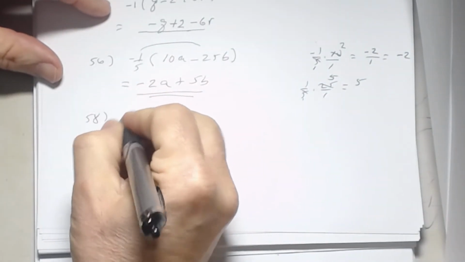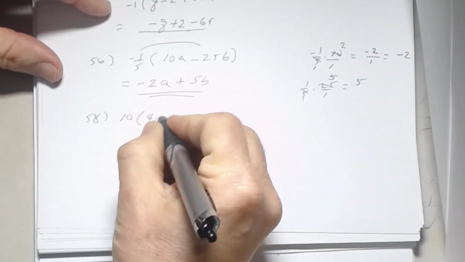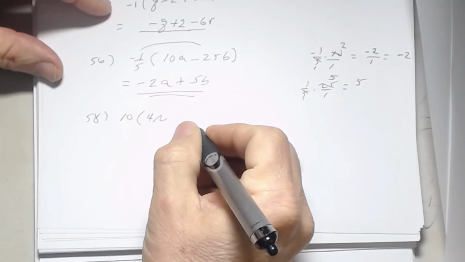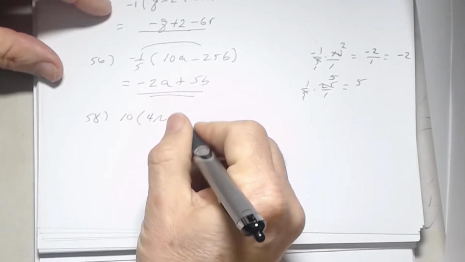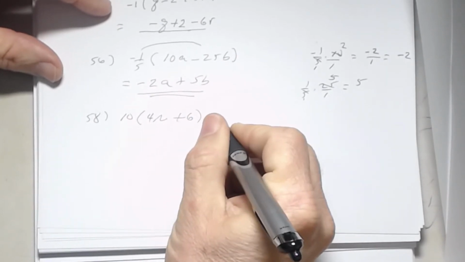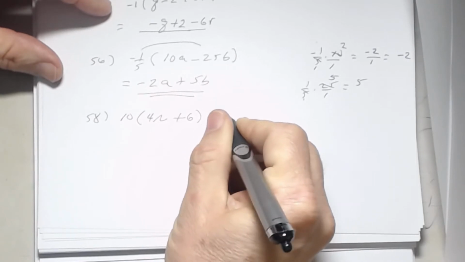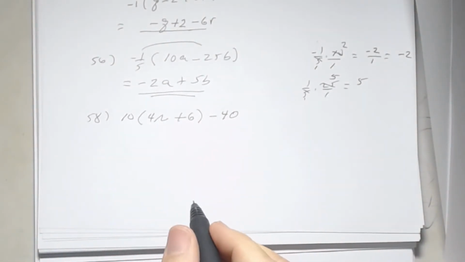You have 10 times 4s plus 6 minus 40. So 10 times 4s plus 6 minus 40. So you're going to say 10 times 4s, which is what? 40s, plus 10 times 6, which is 60. All right, and then minus 40, right?